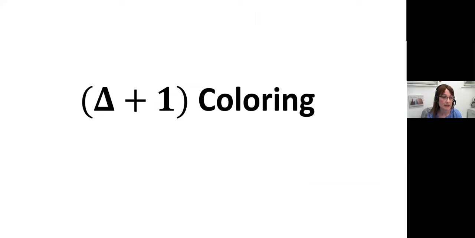Okay. So the second algorithm that I would like to discuss is actually concerning delta plus one coloring.